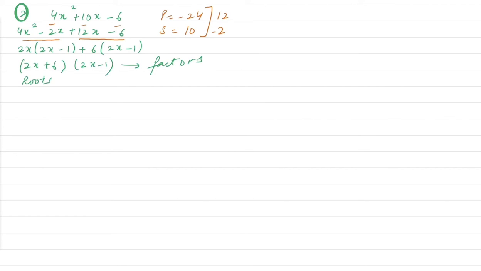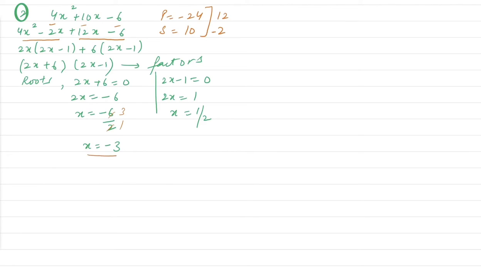Now we need to find the roots. Equate 2x plus 6 equal to 0 for finding the root. Similarly 2x minus 1 is equal to 0. So it will be 2x equals minus 6 and x equals minus 6 divided by 2, and we know that 2 ones are 2 and 2 threes are 6. Therefore x equals minus 3. So we have reduced this. Now on the other side, 2x will be equal to 1 and x will be equal to half. So therefore the roots for this equation will be minus 3 and half. So minus 3 and half are the two different roots of this quadratic equation.